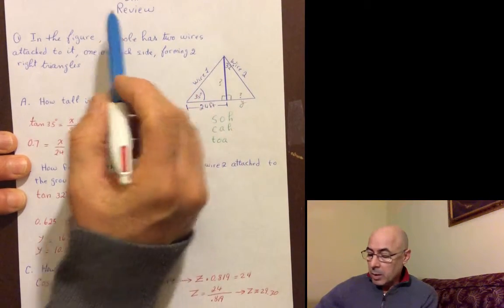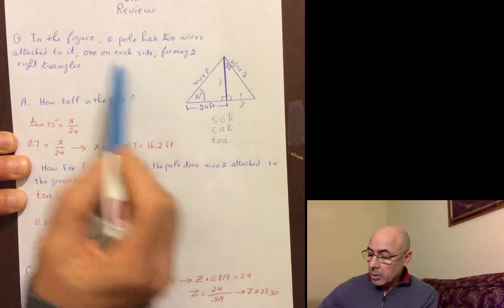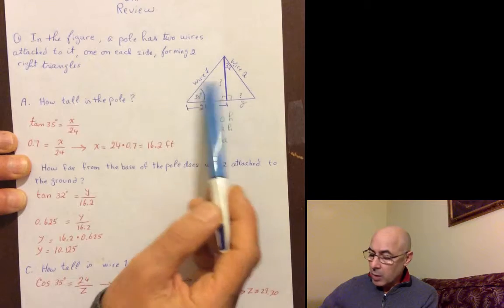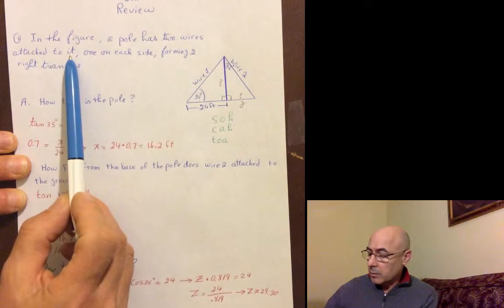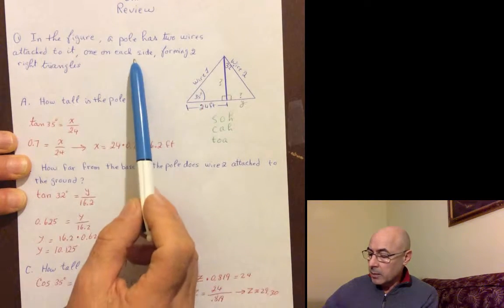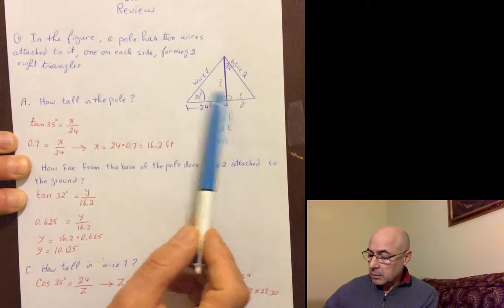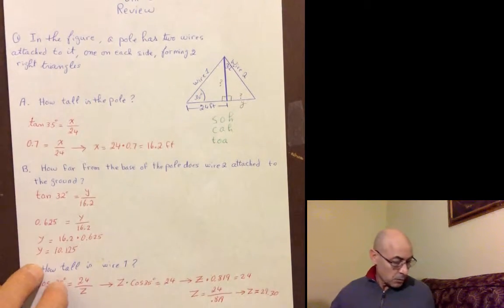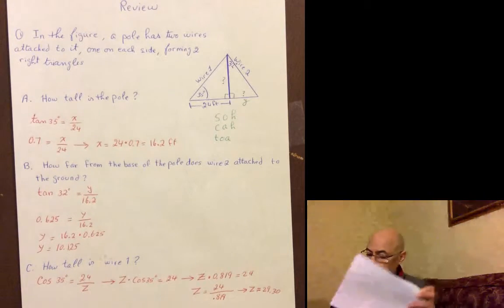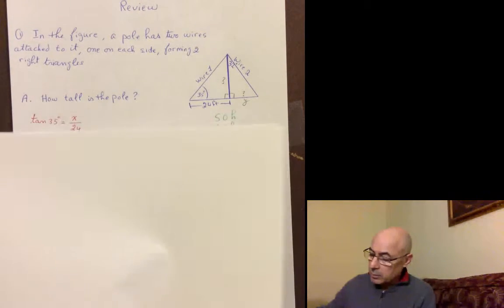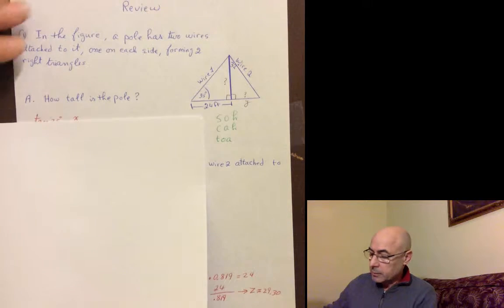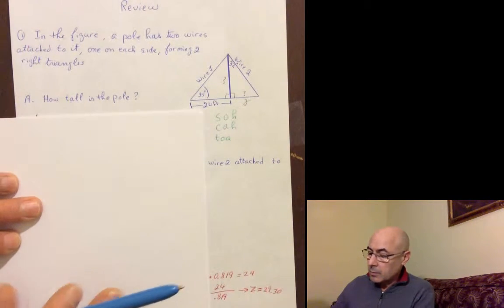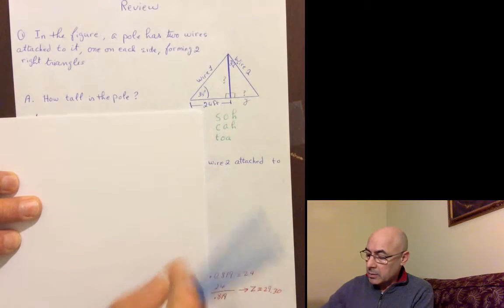So example 1, we have a pole and this pole has two wires attached to it, one on each side, forming two right triangles. Part A, we want to find how tall is the pole. How long is this?